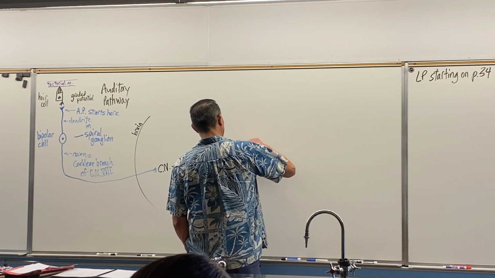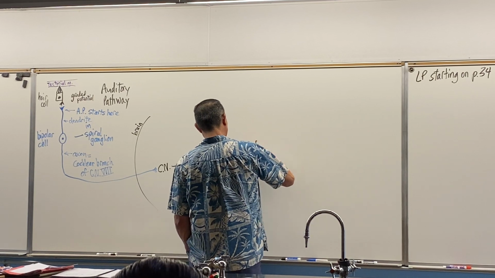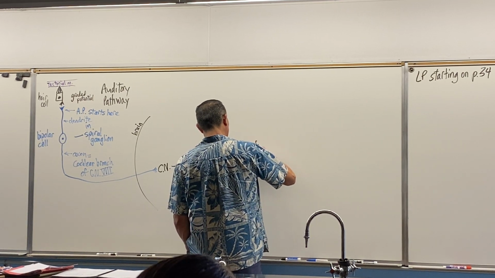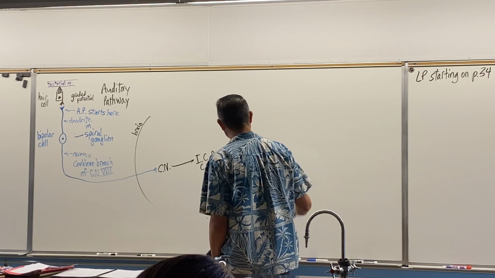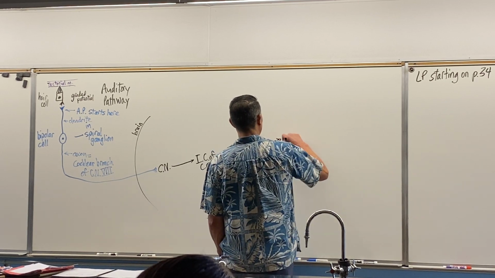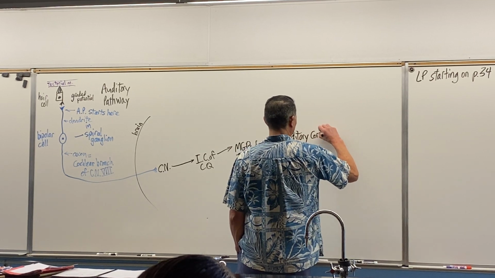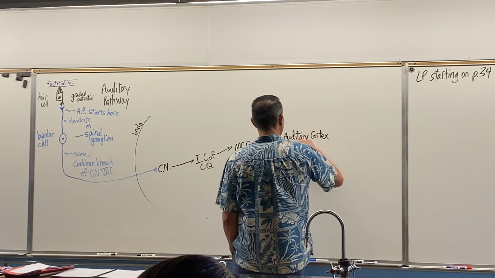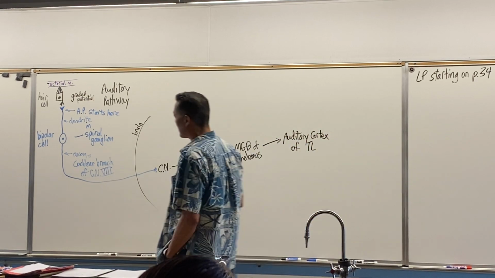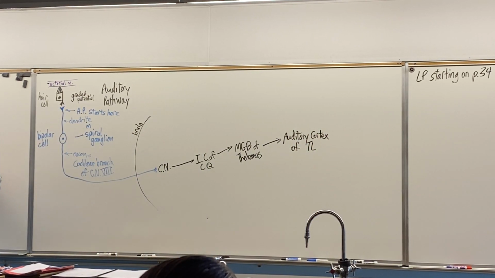Medial geniculate body, the thalamus. This is where hearing synapses at the thalamus. Then it's going to go to the auditory cortex on the temporal lobe. This is occipital lobe. So this is the medial geniculate nucleus of the thalamus, but it's gotta go through the inferior colliculi first.